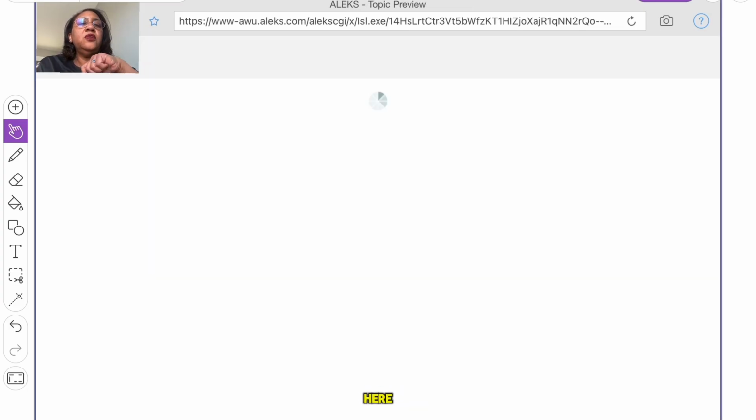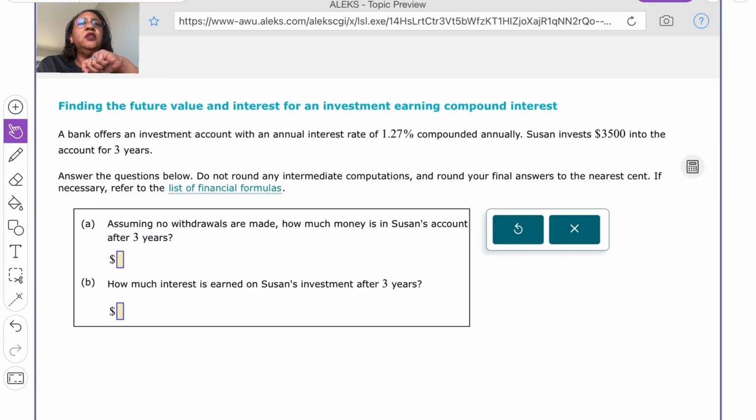So let's look at the first question here for finding the future value and interest for an investment earning compound interest. So a bank offers an investment account with an annual interest rate of 1.27% compounded annually. Susan invests $3,500 into the account for 3 years. So we're going to answer these questions below.